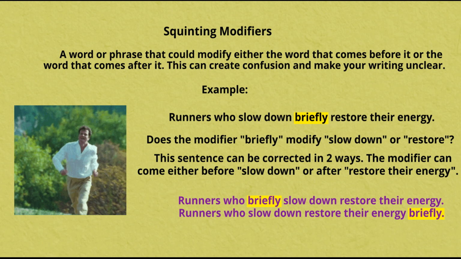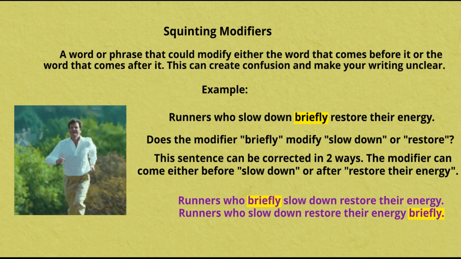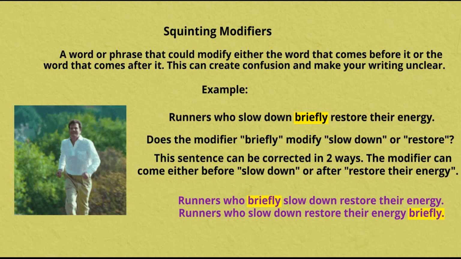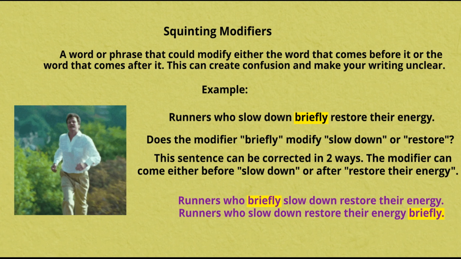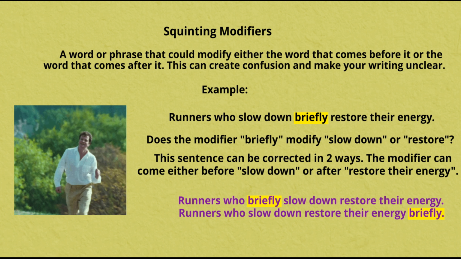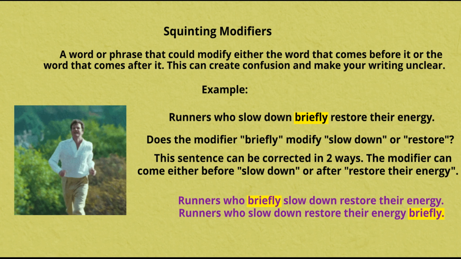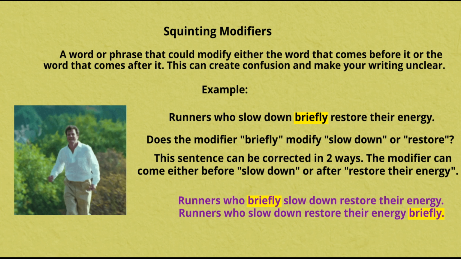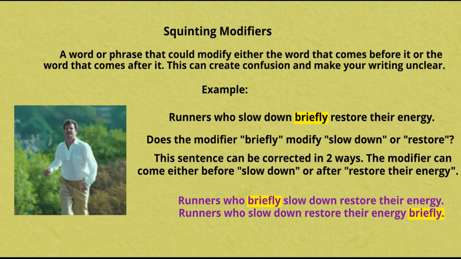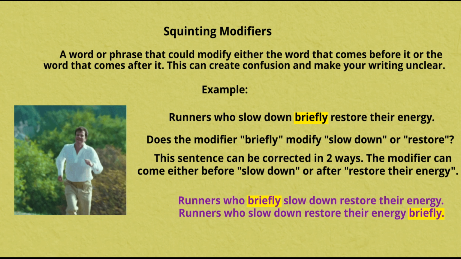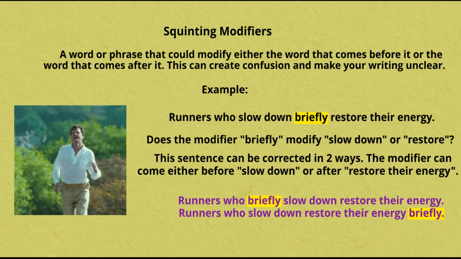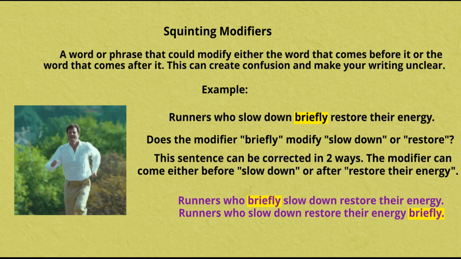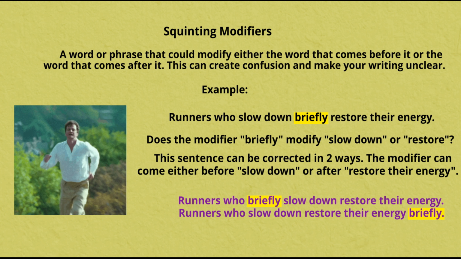The next one is squinting modifiers. What does this mean? A word or phrase that could modify either the word that comes before it or the word that comes after it. This can create confusion and make your writing unclear. Let's see an example so that you can understand it much better. In the visual, you can see a man running. Runners who slow down briefly restore their energy. So here briefly is the modifier.